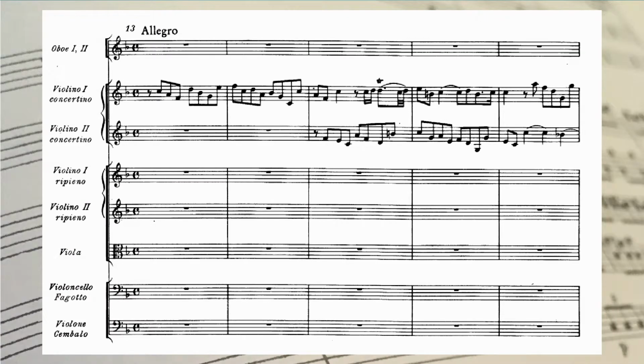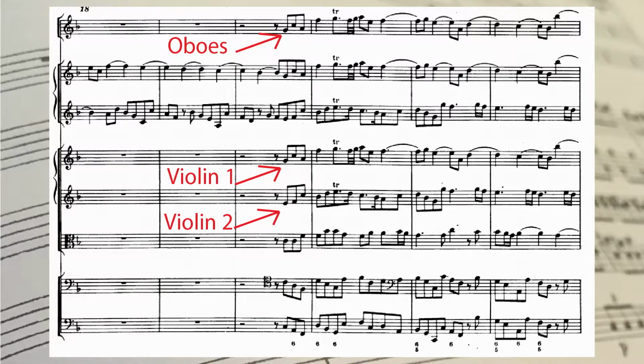At the allegro, the concertante, or solo first violin, begins the theme. Then the concertante second violin joins it. When the whole orchestra begins, the oboes join the first and second violins in their parts. The writing is very contrapuntal, without any other textures. Let's listen to that.